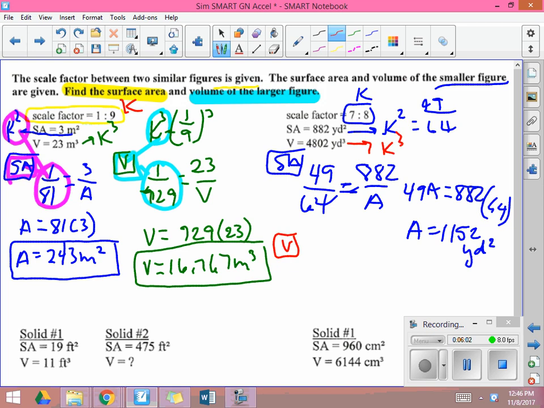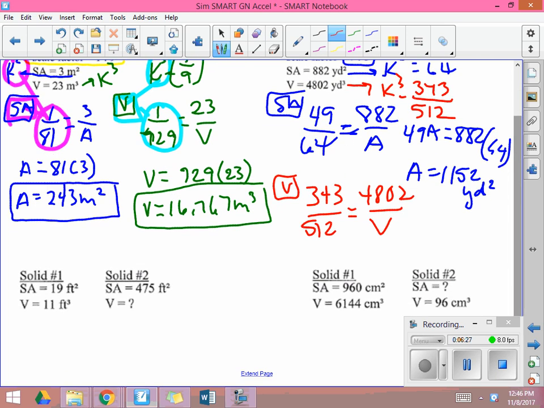When I start over and I do the same thing for volume, I have to use k cubed. And so when I cube 7, I get 343. And 8 cubed is 512. That's what I use in my proportion. So I have 343 over 512 is equal to 4,802 over the volume I don't know. When you cross multiply and divide that, you'll end up with your volume being 7,168 yards cubed.